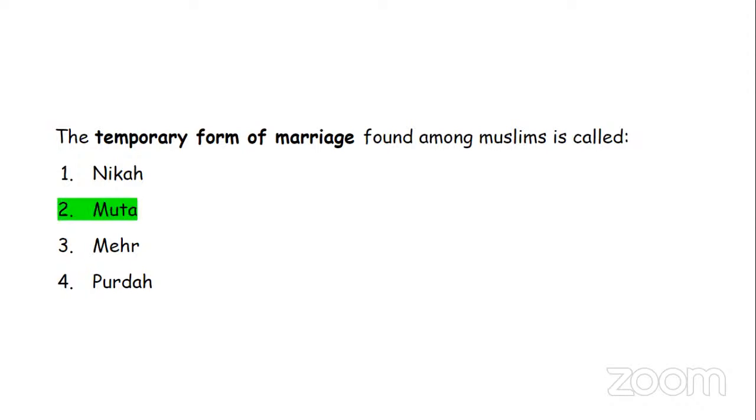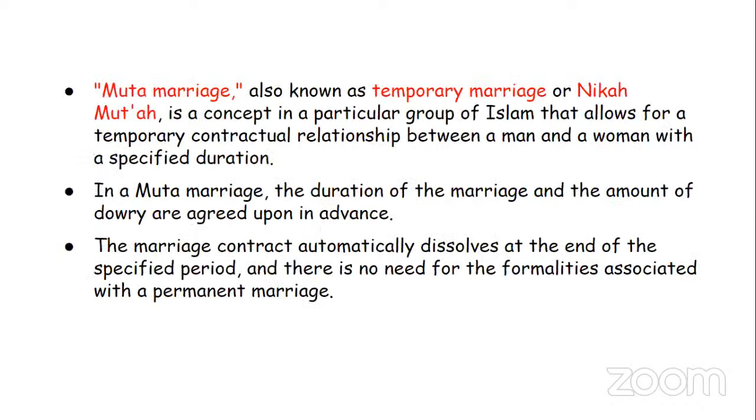Okay, let's check the answer. So the right answer is mutta. Mutta marriage is also known as temporary marriage or nikah mutta. It is a concept in a particular group of Islam that allows for a temporary contractual relationship between a man and a woman with a specified duration.